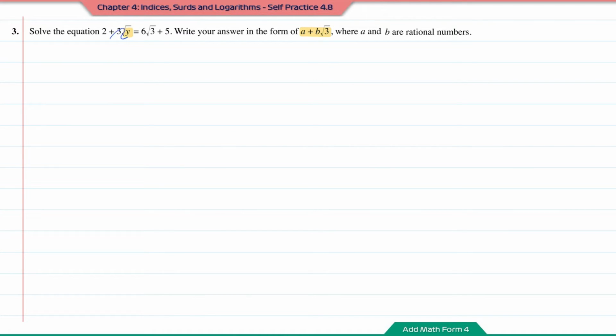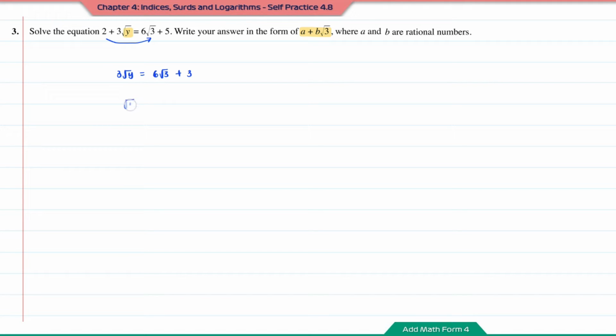First, we're going to move this number 2 to the right hand side. Therefore, you're going to get √3 y equal to 6√3, and this 5 minus the 2, therefore you will get the number 3. Next, I'm going to move this √3 to the other side.